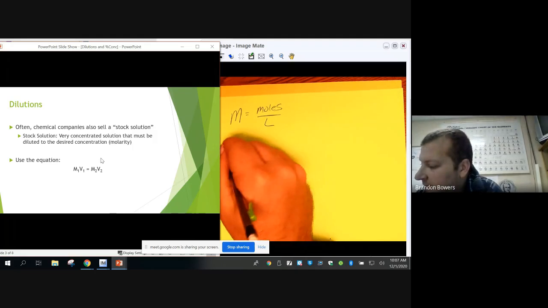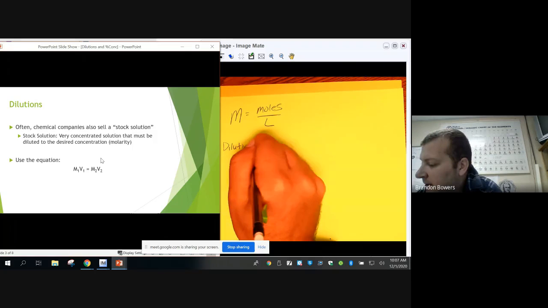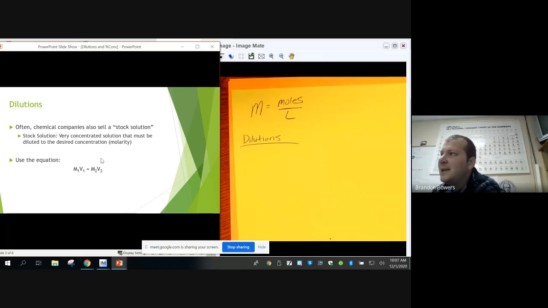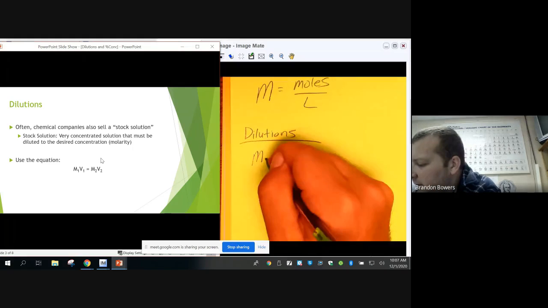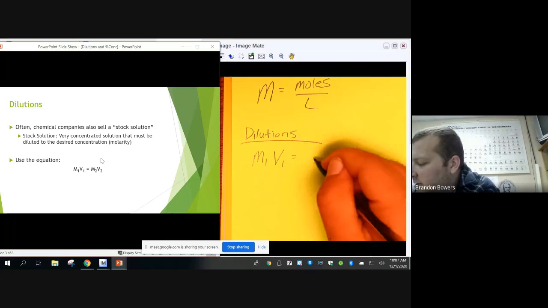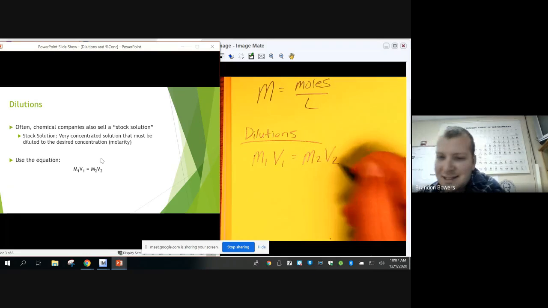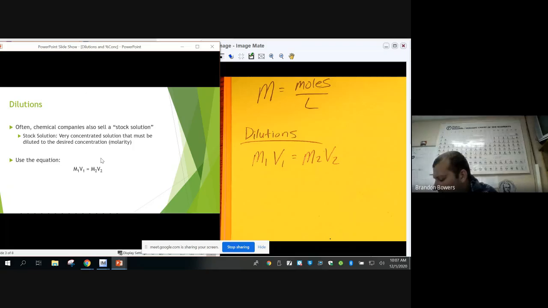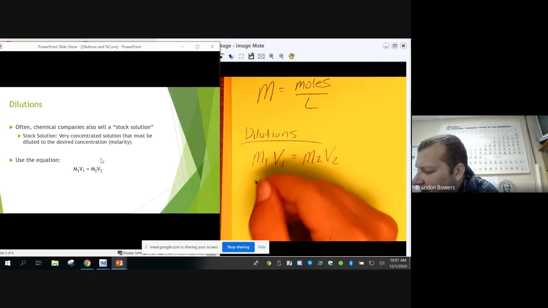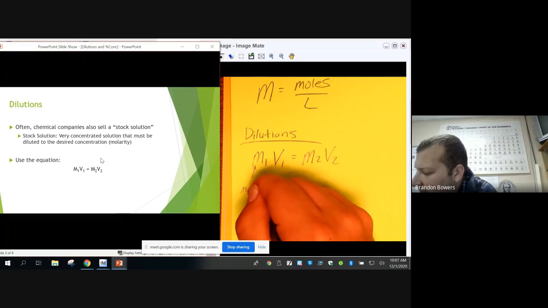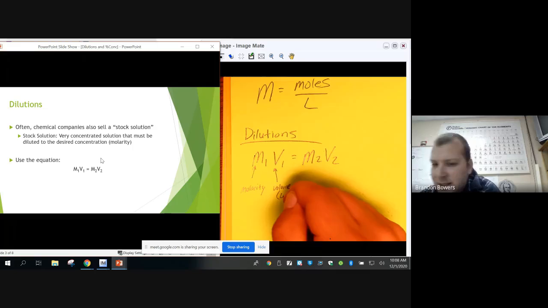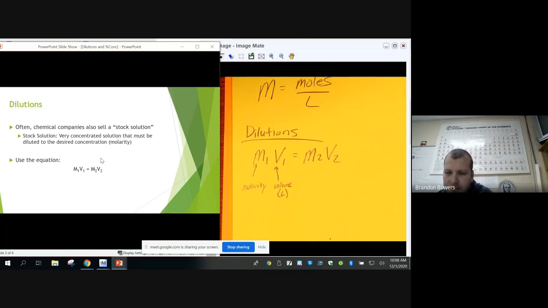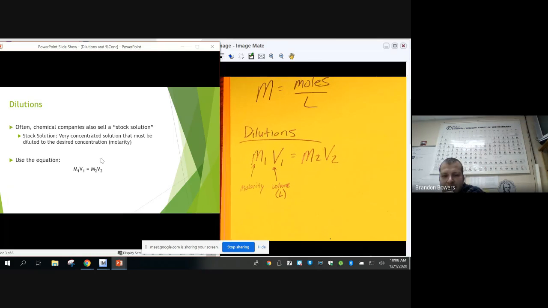what the equation is going to look like, I'm going to zoom in a little bit. The equation is going to be M1 V1 is equal to M2 V2. So if you could write that equation down real quick, that would be fantastic. The M's are molarity, obviously, and the V is the volume. Usually the volume is in liters or milliliters. So that's our dilution equation.